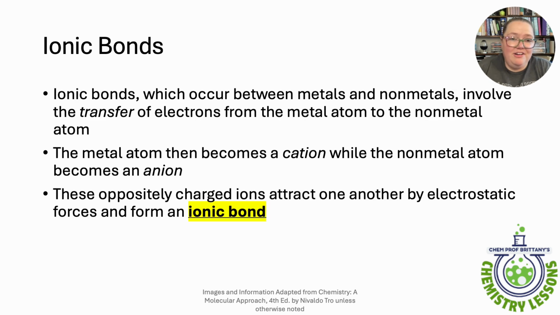So first, ionic bonds occur between metals and nonmetals and involve the transfer of electrons from the metal atom to the nonmetal atom. The metal atom then becomes a cation with a positive charge, and the nonmetal becomes an anion with a negative charge. So we go from two neutral things to one positive and one negative. Now that we have these opposite charges, opposites attract and create this electrostatic force between them, which is the ionic bond.